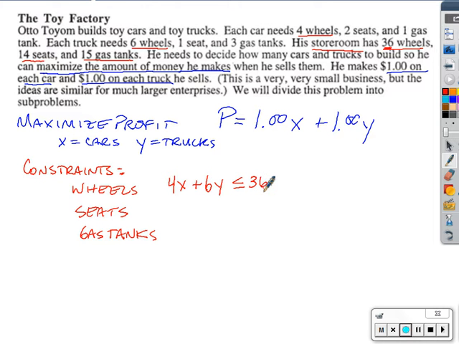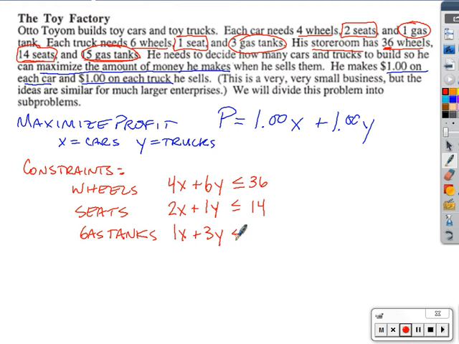Okay, and then I move on to seats. Here he has 2 seats for a car and only 1 seat for a truck. So the seats would say 2x plus 1y, and that's going to be less than or equal to the total number of seats, which is 14. And last, I have gas tanks. So a car gets 1 gas tank, a truck gets 3 gas tanks, and there's 15 total gas tanks to go around. So 1x plus 3y has to be less than or equal to 15.